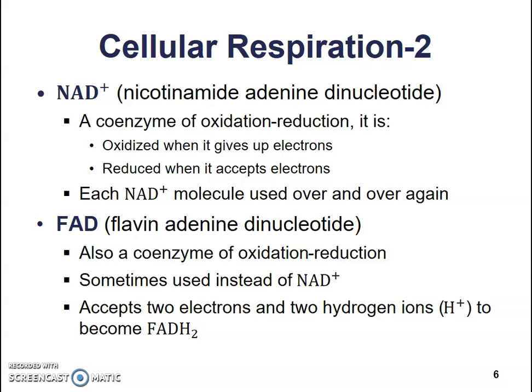FAD is another one of these enzymes. It's flavin adenine dinucleotide. It's also a coenzyme of oxidation reduction, and it's sometimes used instead of a NAD+. It accepts 2 electrons and 2 hydrogen ions to form FADH2. It can accept 2 hydrogens because it has accepted 2 electrons, and that negative charge of the electrons is attracted to the positive of the hydrogen. So if I have 2 negative charges, I can attract 2 hydrogen ions.